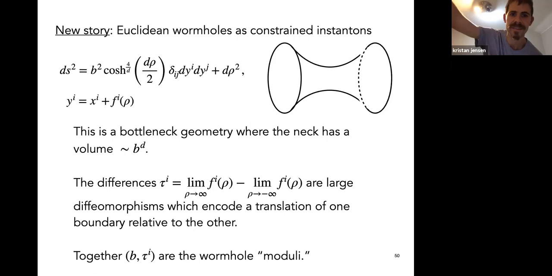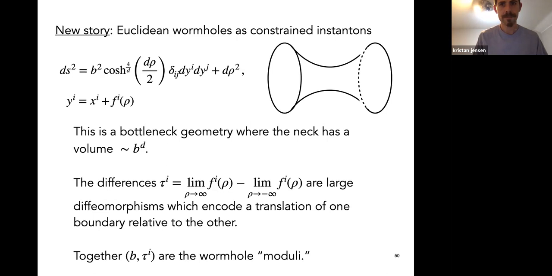And then I also said that there are these relative translations of one boundary to the other, call those things twist. Together, this parameter B and these twists comprise, you can think of them as a moduli space. They parameterize a moduli space of wormholes.